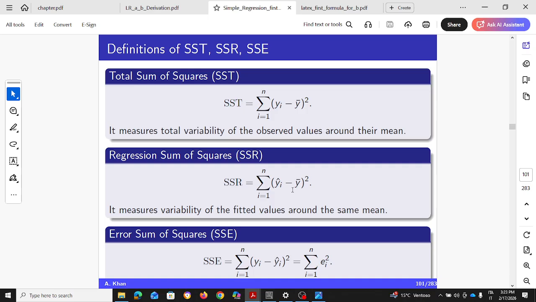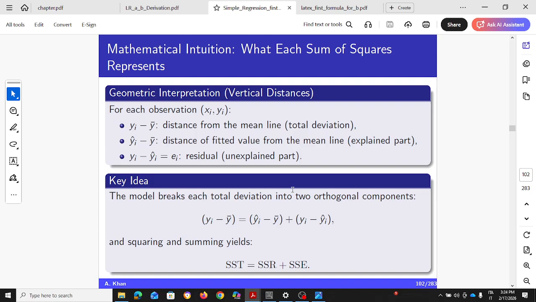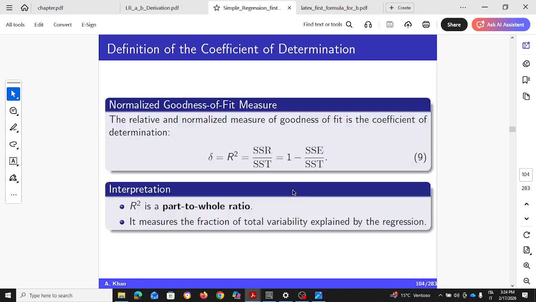So the total error is equal to the sum of this term plus this term. This gives us how much variability we have captured in our linear regression model and how much we have left. So what is left is the sum of residuals, and this is what we have captured. So this is the basic idea. Now we have this derivation, you can have a look.